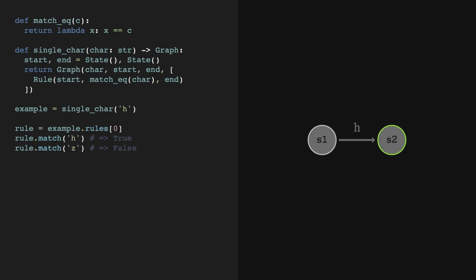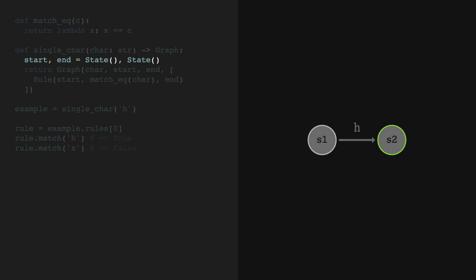It works by creating two states, start and end, which we've called here S1 and S2. It then returns a graph with these two states as the start and end states, along with the character itself as the human-friendly label. It then only has one rule, joining the start and the end states with a transition which should be followed if the character we see matches the character we've been told to look for.